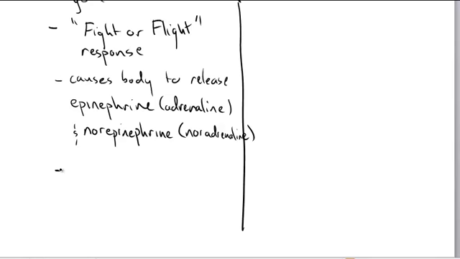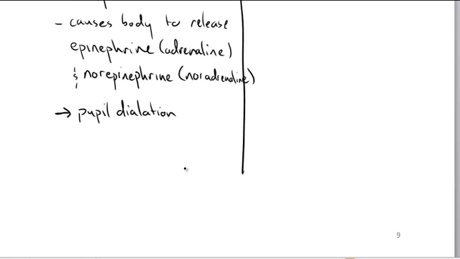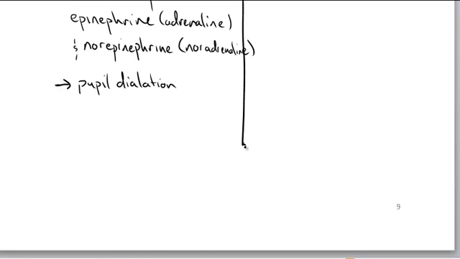So that causes the body to release those things, which in turn causes pupil dilation. This allows more light into your eyes so that you can see better, which is necessary if you're about to get into a fight or running away.